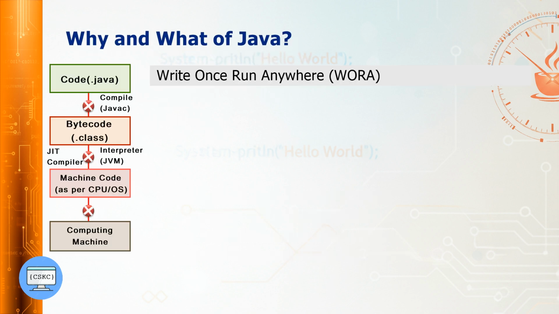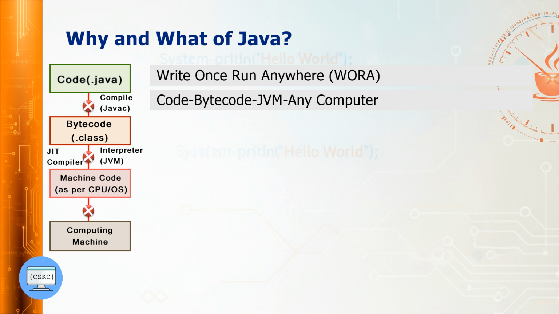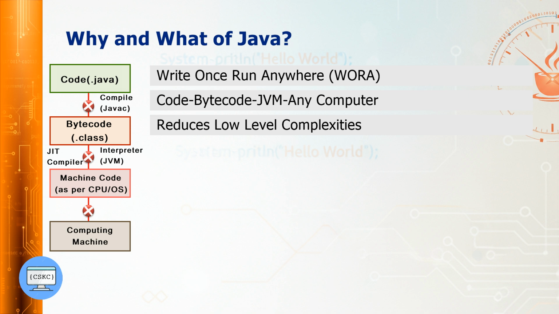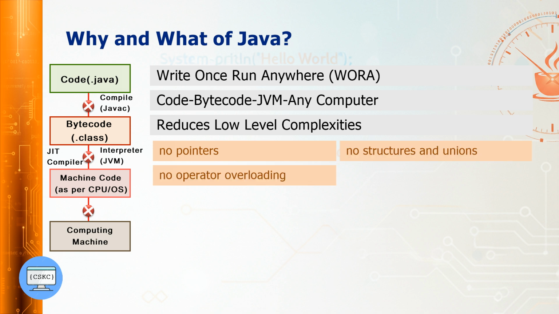Java follows the write once, run anywhere philosophy by using a simple idea: the programmer writes code which is compiled to bytecode, which can be run on the JVM, or Java Virtual Machine, and an exclusive platform-specific JVM is supposed to be available for any commonly used computer architecture. Java reduces low-level complexities available in other languages like C++, such as pointers, structures and unions, operator overloading, etc.